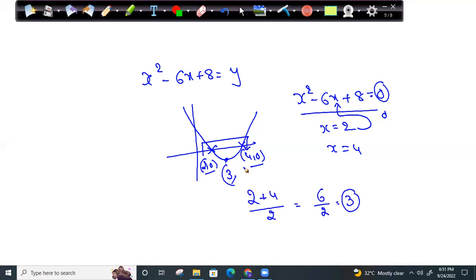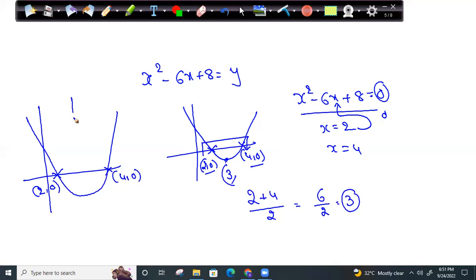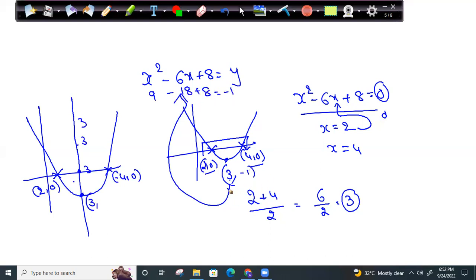Another way to find the vertex: you see this graph, a wonderful graph. This is 2 comma 0, this is 4 comma 0. Exactly at the center, if I draw a line, it passes through the vertex. Every point on this line has x equal to 3. That is the reason I'm finding the midpoint. If you're getting confused, leave all this. You just need to find the midpoint. The same midpoint will come here because on this line every x is 3. So I got 3. To find y, again I use the same routine method. I plug in here: 9 minus 18 plus 8, I get minus 1. So 3 comma minus 1 is my vertex.